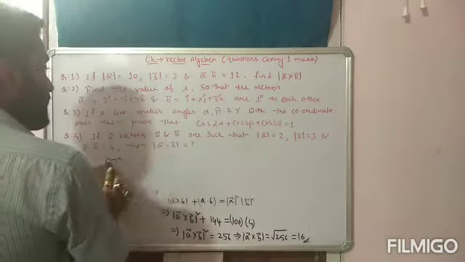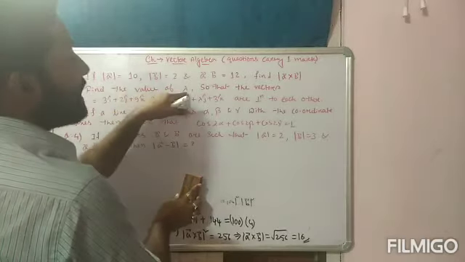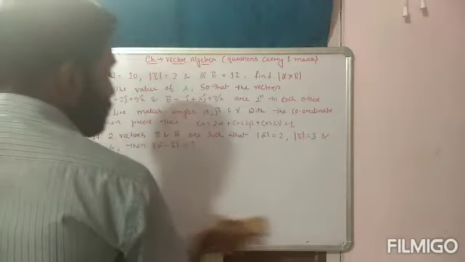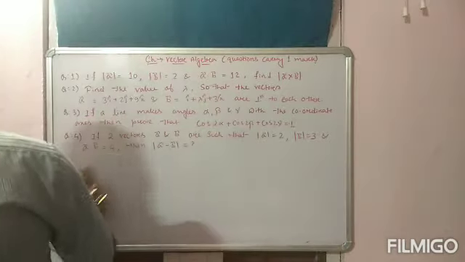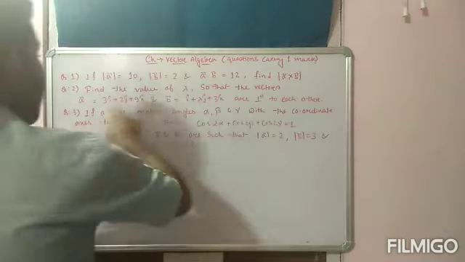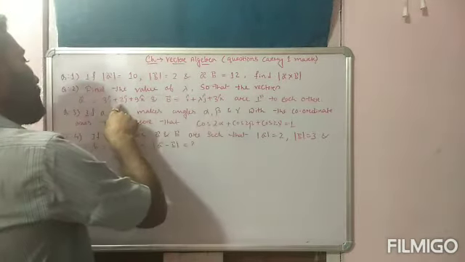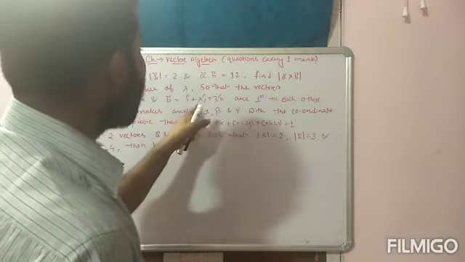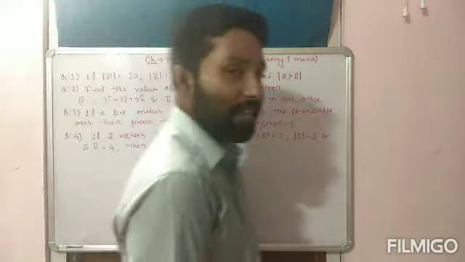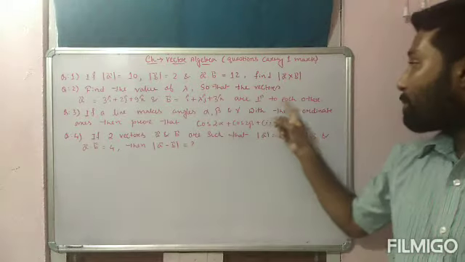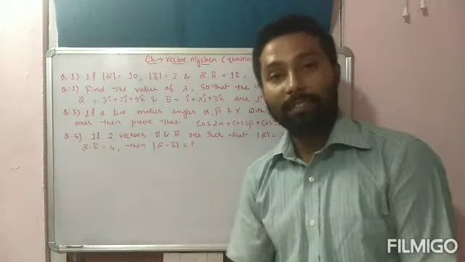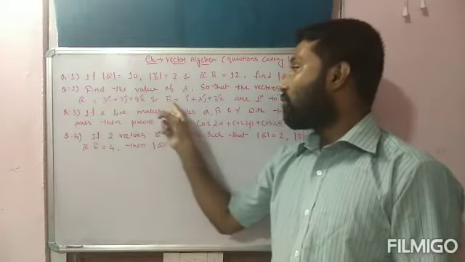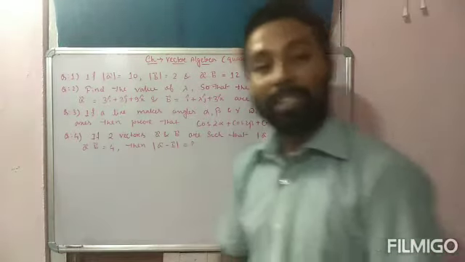The next question is, find the value of lambda so that the vectors A bar is equal to 3i cap plus 2j cap plus 9k cap and B bar is equal to i cap plus lambda j cap plus 3k cap are perpendicular to each other. Okay, you are asked to find the value of lambda such that these two vectors are perpendicular to each other.